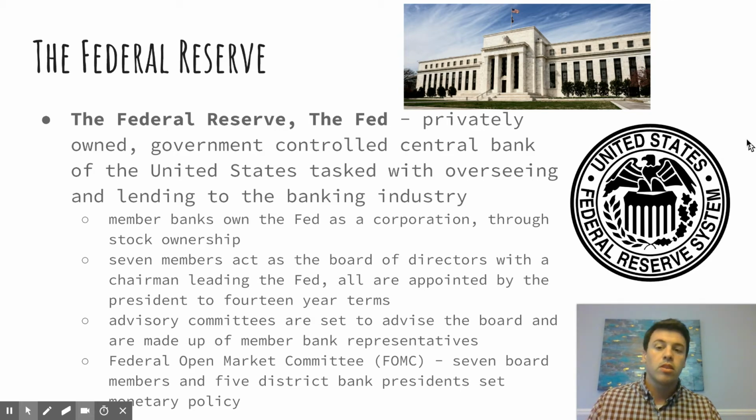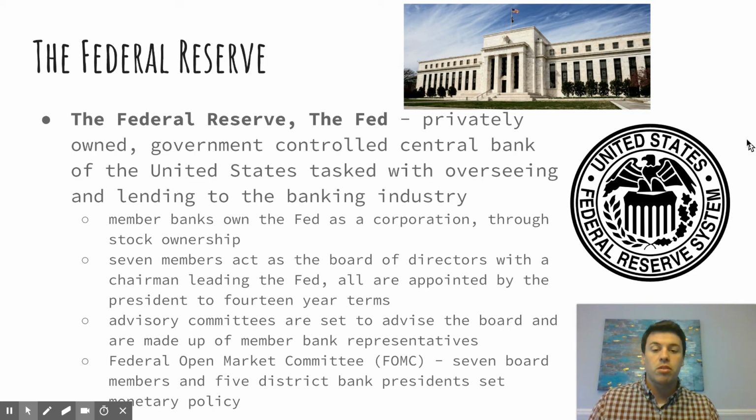So member banks through the states and local areas own the Fed, the Federal Reserve, as a corporation. They own it as stock ownership. There are 7 members that act as the board of directors, and these are appointed by the president in 14-year terms, but they do it every 2 years. So it's like on a rotating basis. A chairman is selected, and they lead that process.